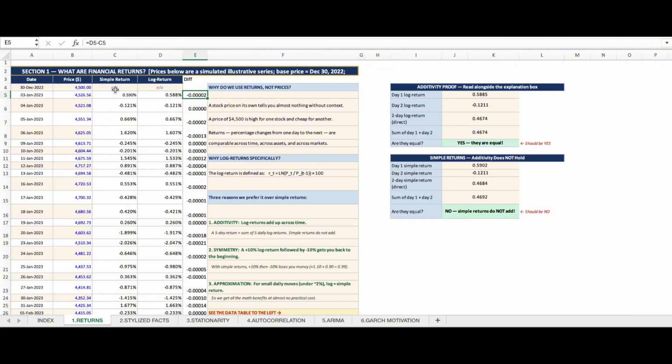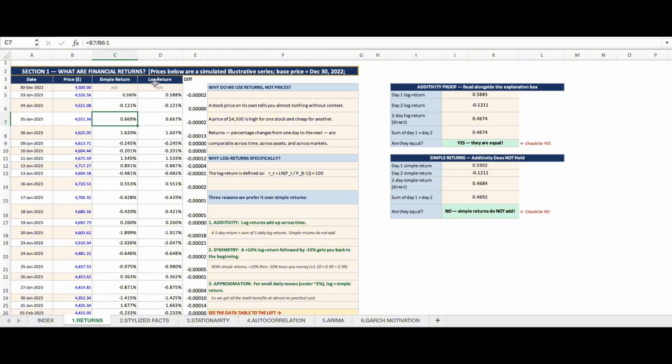And that's why we use returns. A return tells you the percentage change from one period to the next. That makes it comparable across time and across different assets. So a 1% move is going to be a 1% move regardless of whether the price was $10 or 4,500. So we always transform prices into returns before we model anything.